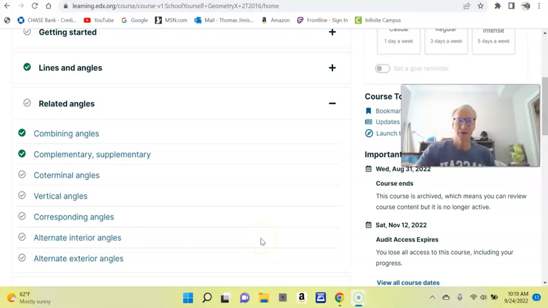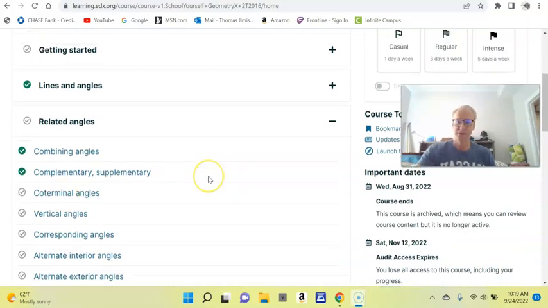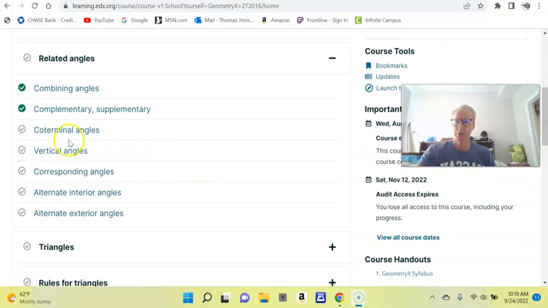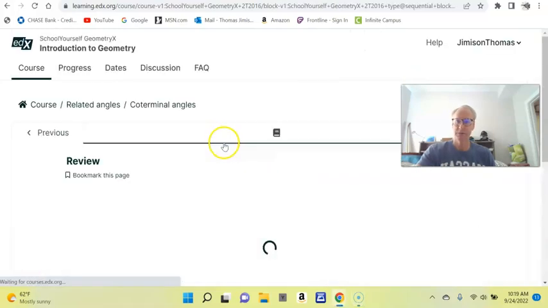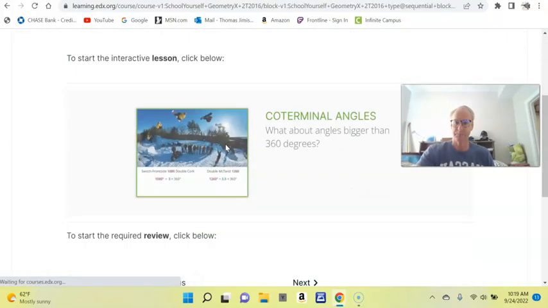Hi everybody, we're going to continue with related angles, and the third one is coterminal angles. So this is in EdX, and we are doing coterminal angles. Let's take a look and see what they say.